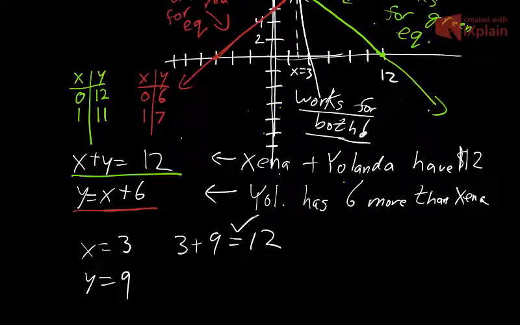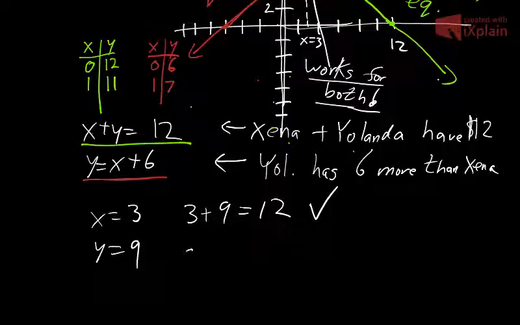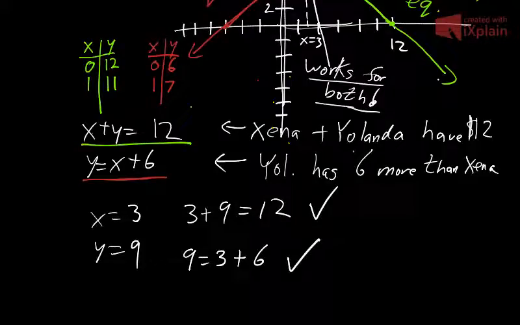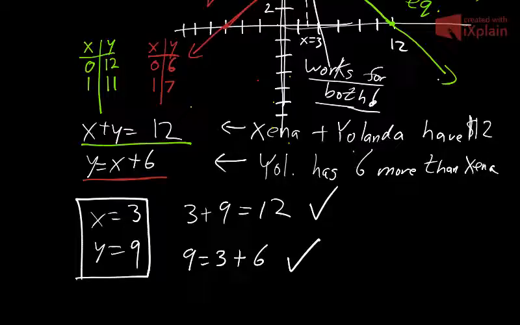That makes sense. And I'll put the check mark over here like I did last time. Then I'll plug in 9 equals 3 plus 6. That is also true. Good to go. So both my equations work. And my answer is x equals 3, y equals 9.